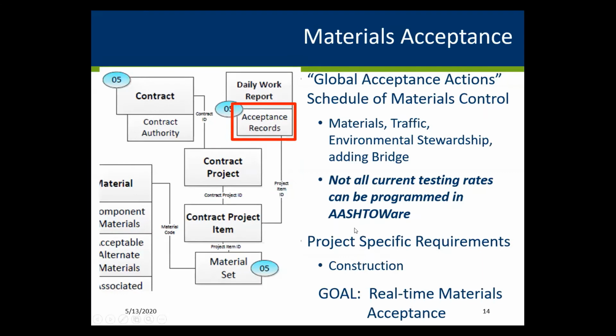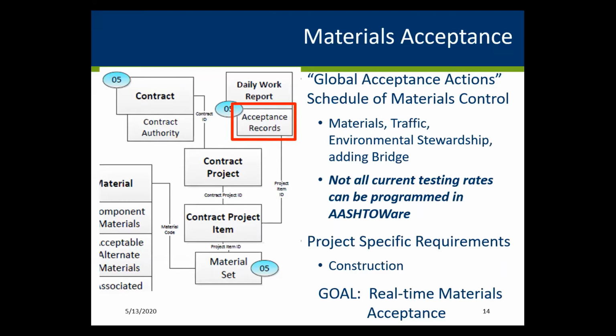And that last box, acceptance records, I think we talked about this a little earlier with some questions. Global acceptance actions in the schedule of materials control, materials, traffic, environmental stewardship, we're hoping to add bridge. All of those will be in the system globally. That'll apply to all projects. Anything that is project specific is going to have to be built by construction. Rachel's going to go into more detail about setting all of these things up. One thing that I want to point out is the way the schedule of materials control is written cannot be translated 100% into the system.